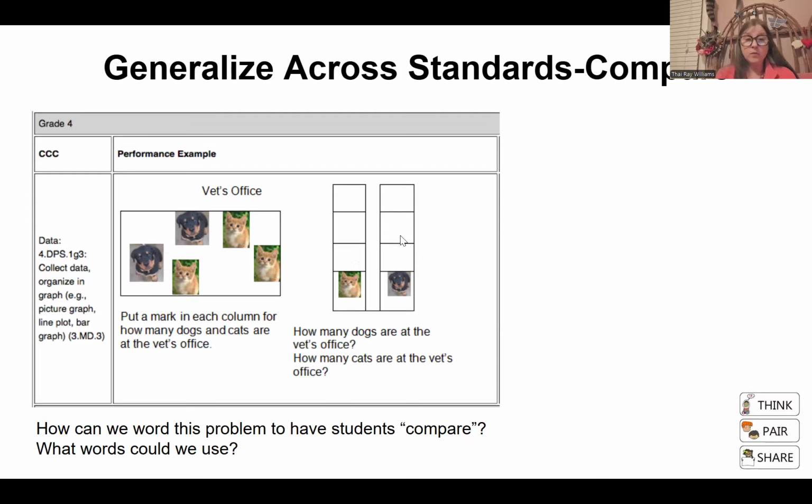So how can we word this problem so that students are then doing a compare problem? What kind of words would we use if we were doing this for a compare problem? So what I want you to do is stop and think about it quickly. If you were generalizing across standards, how could I word this instead of just saying how many dogs are at the vet office and how many cats are at the vet office? How could you phrase that as a compare word problem? What kind of words would you use? All right, and then come back and let's talk about it.